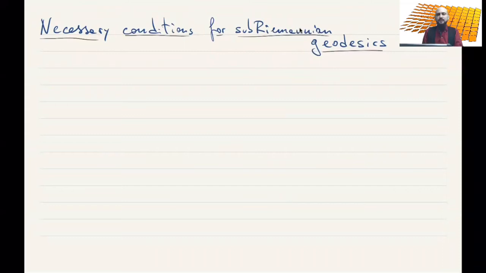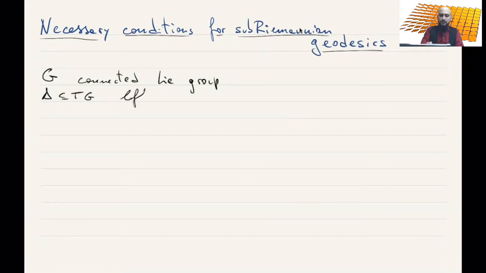Let's see. We want to discuss necessary conditions for geodesics with respect to subRiemannian distances, and we will restrict to the case of Lie groups. So we are going to have G, a connected Lie group. We are going to have delta, a subbundle of the tangent bundle that is left invariant. Subbundle, which we also call polarization.